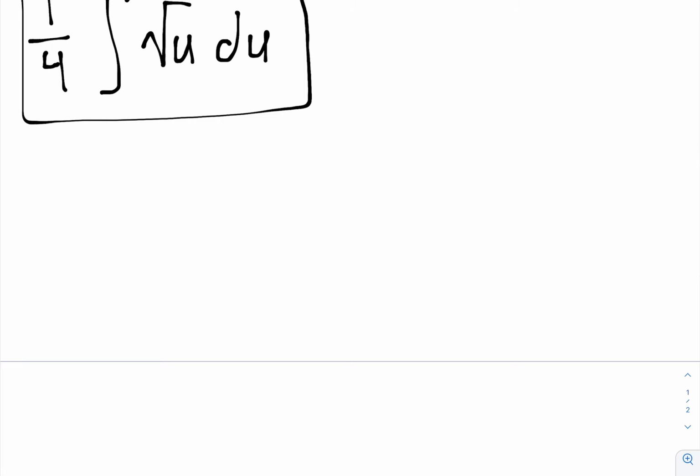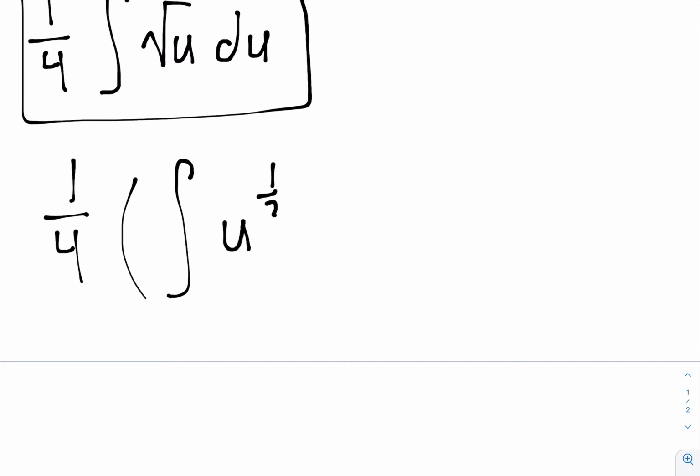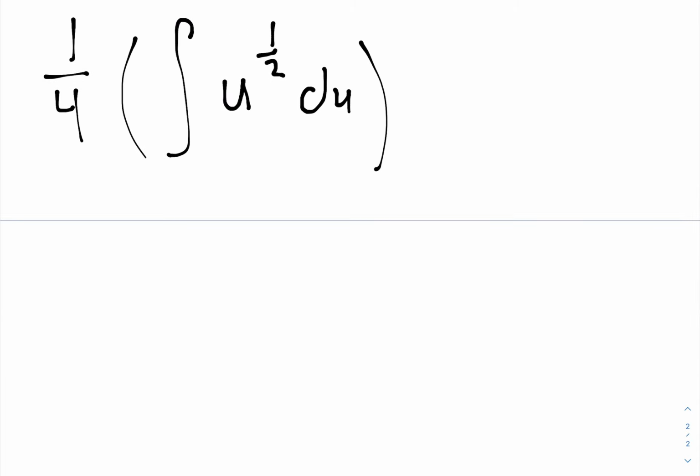So now if we actually evaluate it, well, now we can use the power rule, which I know lots of people like doing. So we have 1/4 times, what's the antiderivative of the square root of u? So let's just think the square root of u is the same as u to the 1/2 power, right? du. So if we raise u to the 1/2 by a power of 1, 1/2 plus 1 is 3/2. So this is going to be 1/4 times u to the 3/2, right?